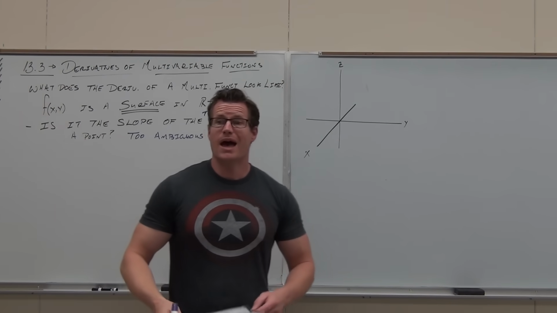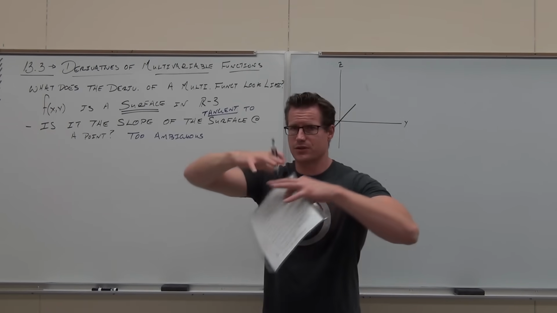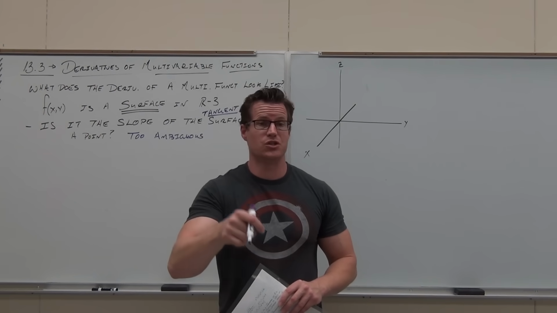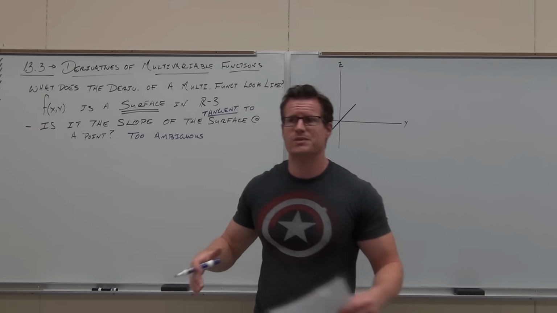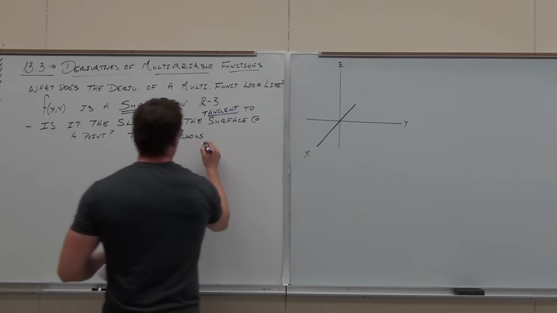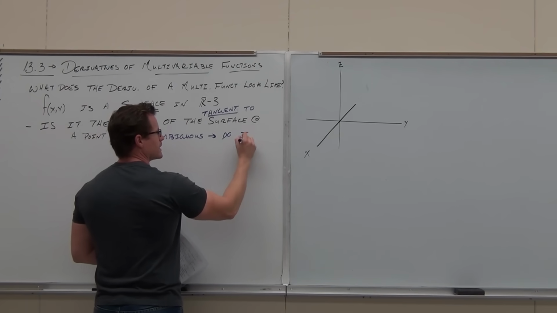Why is it too ambiguous? How many tangents can you put on the surface at a point? How many tangents could you do? Infinite. There's an infinite number of tangents. It means there's an infinite number of slopes. Too ambiguous, infinite tangents.